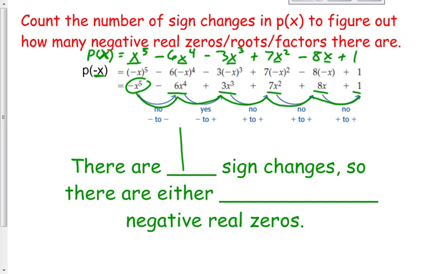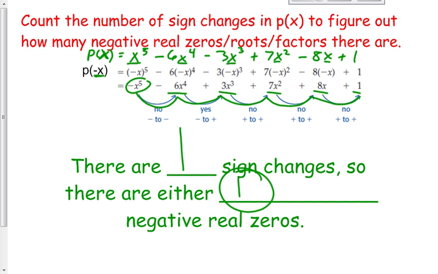So that means there is 1 negative real zero or less than that by an even integer. So if we subtract 2, well, once we get down to 0, we don't subtract anymore, class. So this one, we know for certain it's going to have 1 negative zero. Once we get to 0 or less than that, we don't need to subtract anymore. Now I want you to notice something, and this is going to be very important, class.